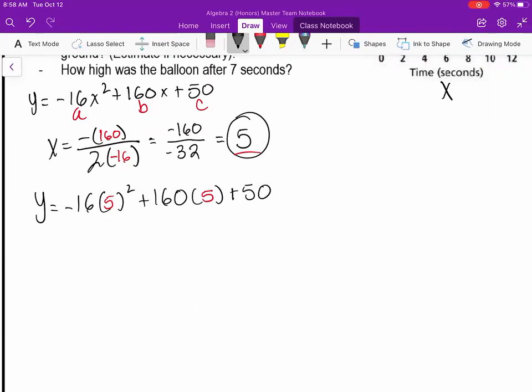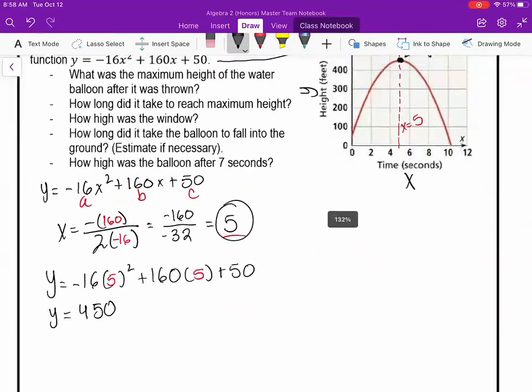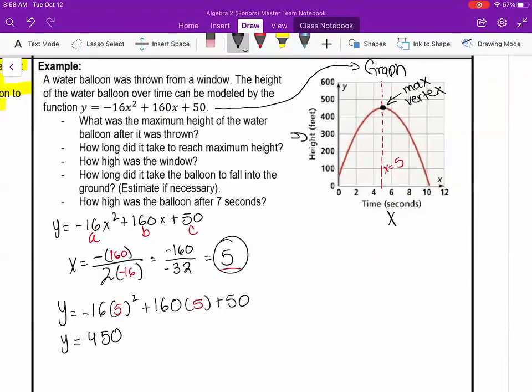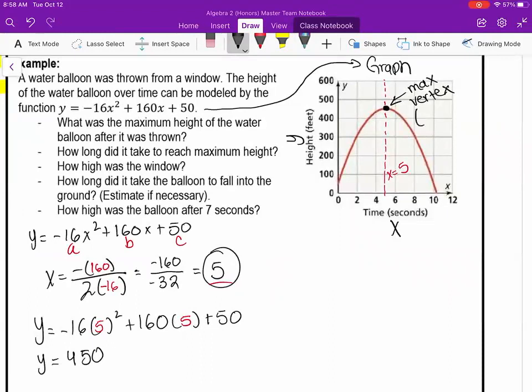So once you plug that into your calculator, you get y equals 450, which is the last part of my vertex. So now I know that my vertex is (5, 450). And I'm looking specifically at the y value, which means that for question A, the highest or the maximum height of the water balloon is 450 feet. Cool, perfect.